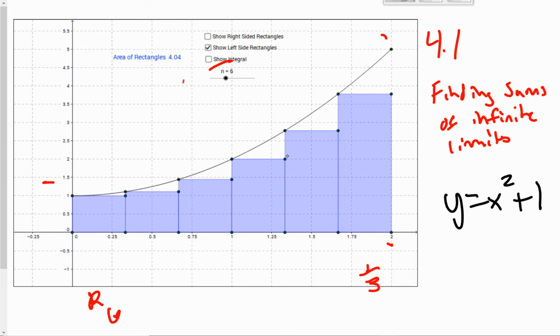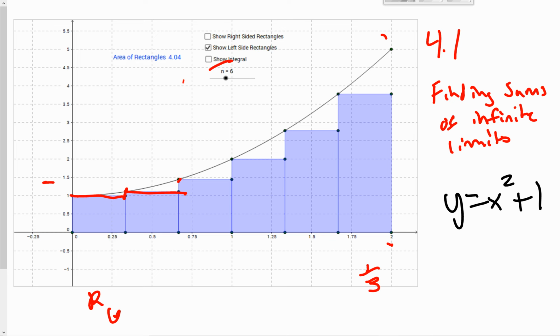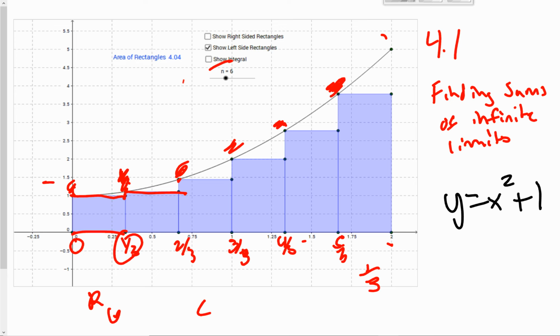For the left-hand side, start right here at 1 and move over from there. So 0, 1/3, 2/3, 3/3, 4/3, and 5/3. Those would be the x's that I use to plug in to get my y's. Then I would add each of those y values right here, 1, 2, 3, 4, 5, 6, and then times it by my width, which is 1/3. So that would be the left-hand of 6.